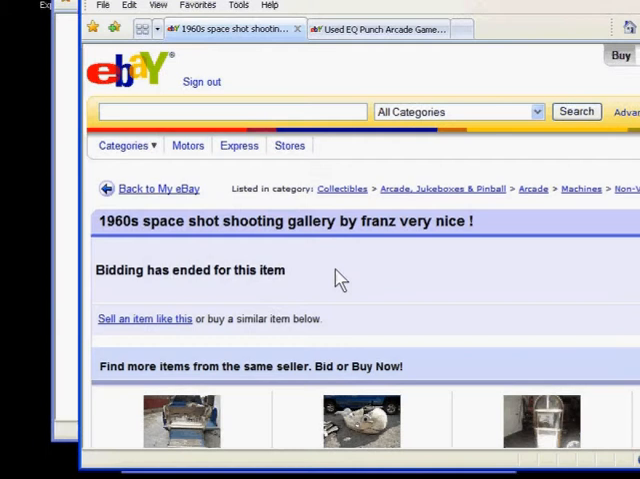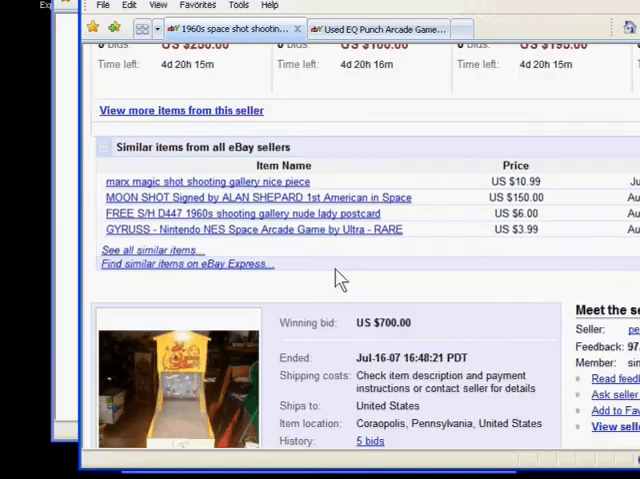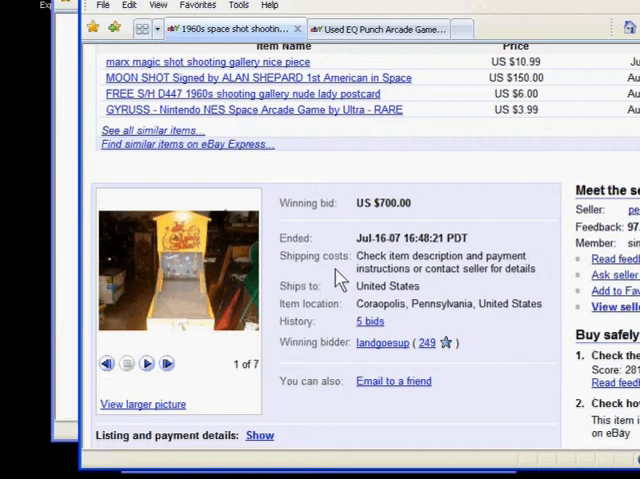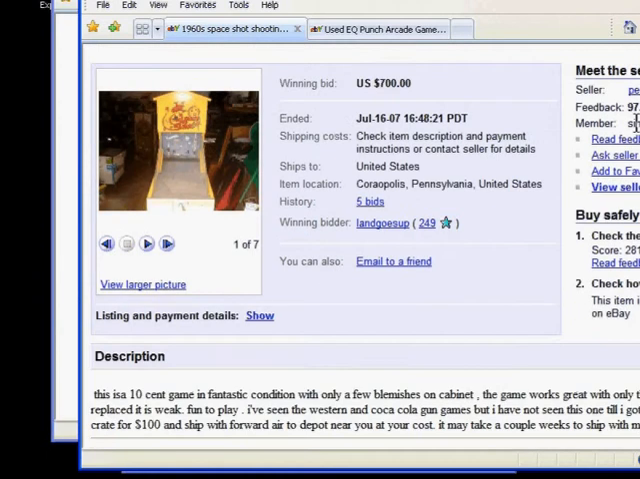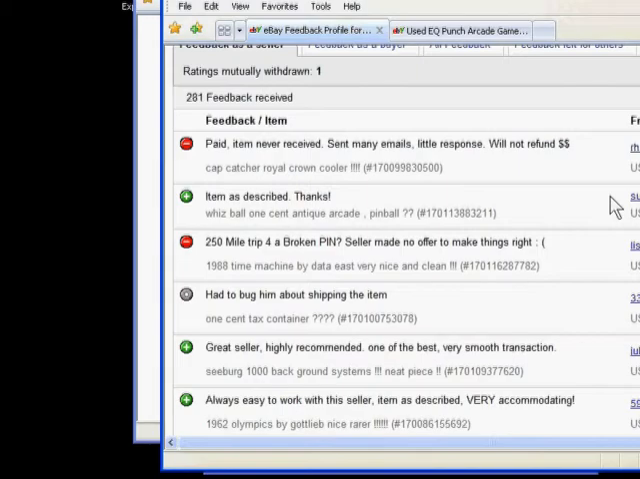This auction is for a 1960 Space Shot game. I would actually be very interested in this game myself, but I did not bid after looking at the auction itself. The first thing I notice is the seller has a 97.6% feedback rating. That's rather low. I generally don't like to deal with people that have a 98% or lower unless they have a good reason. If I click on their feedback, I see that they have a number of negative ratings.